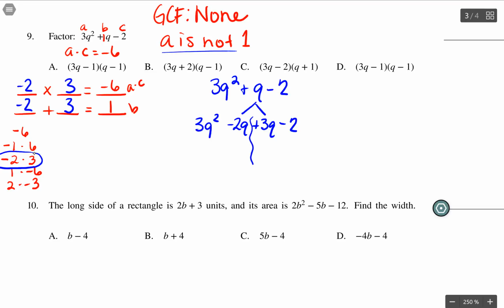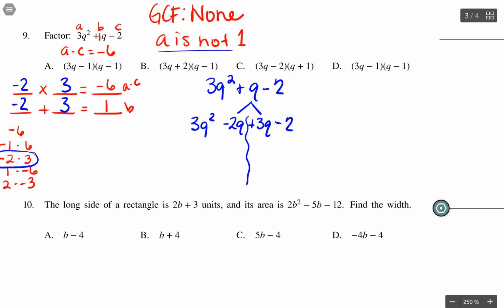Okay, then we split it into 2 and we find our GCF. On the left side, the GCF would be q. So I'm going to divide both of these by q. Should make these little curly so they don't look like 9s. So 3q squared divided by q leaves us with 3q. And then negative 2q divided by q leaves you with negative 2.